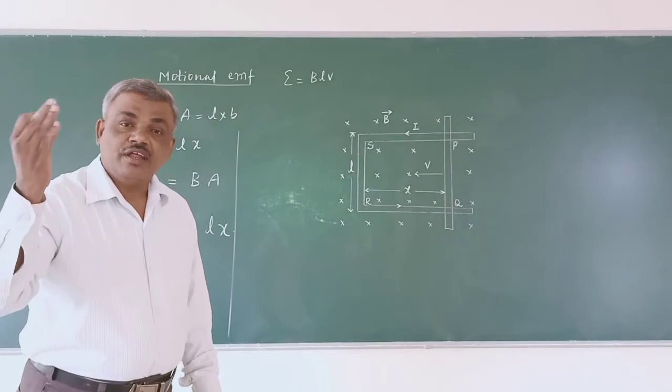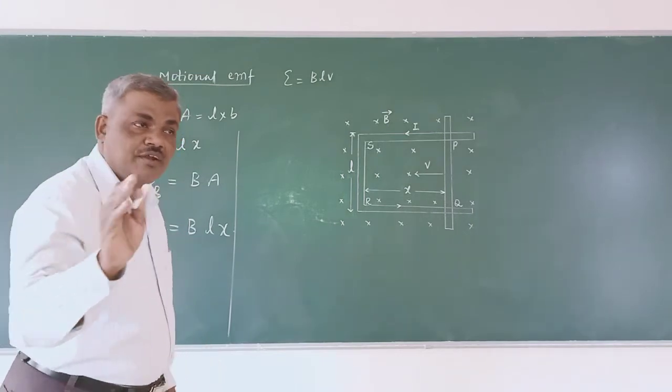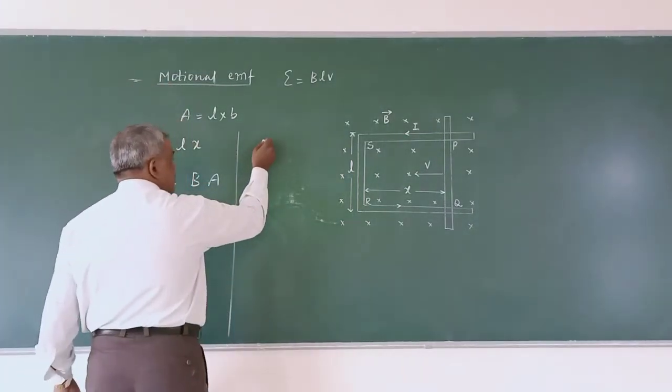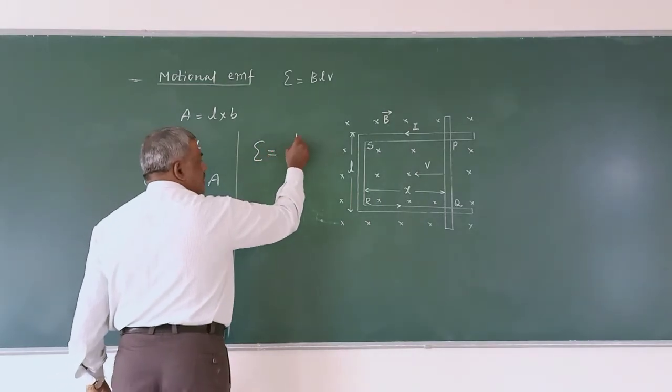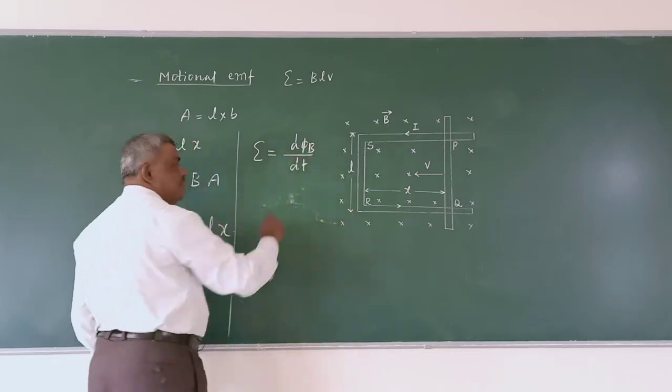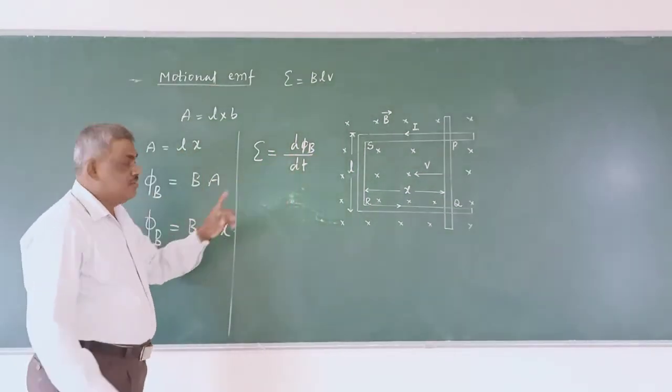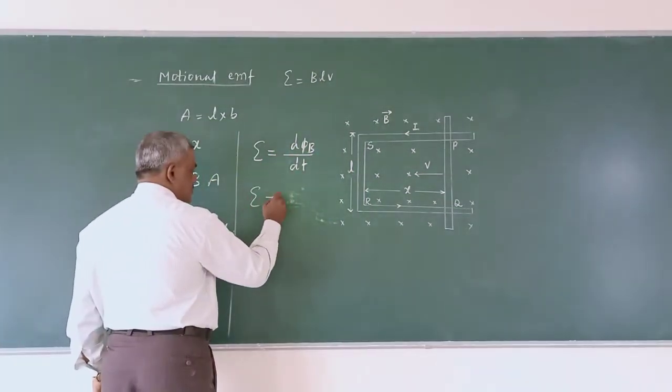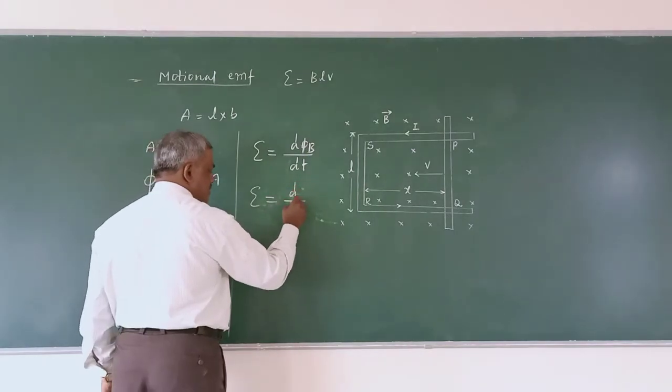Now, according to Faraday's law of electromagnetic induction, the magnitude of the induced EMF is directly proportional to the rate of change of magnetic flux. So the formula is E equal to d phi B by dt. Now E equals d by dt.